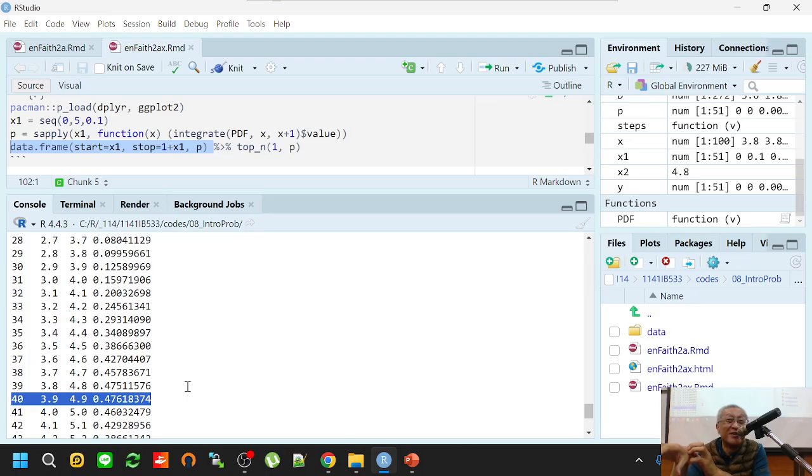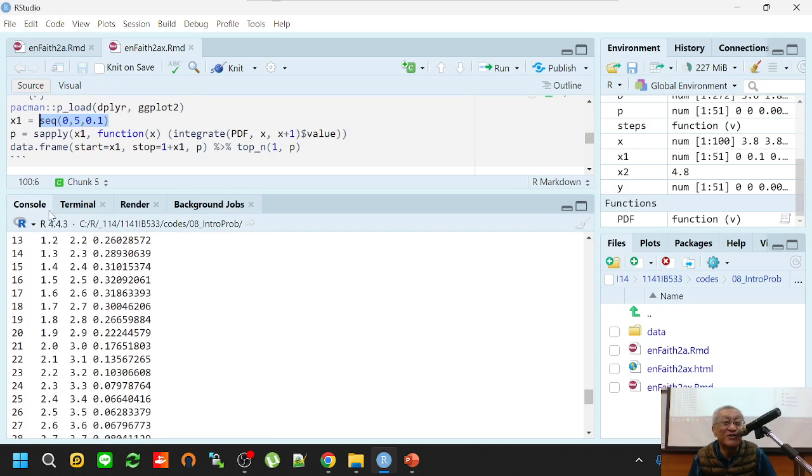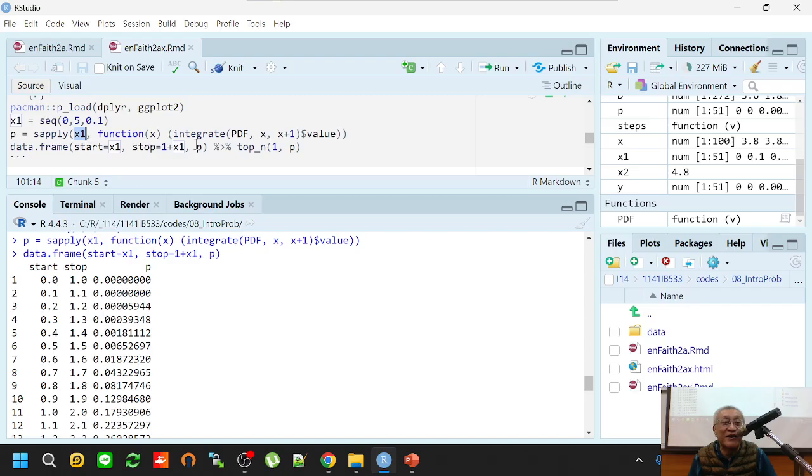So if you do not have that interactive tool, the way to do it is to first build a sequence for the starting time. Then you use sapply: for every starting time, you calculate the ending time, plus 1 minute, 60 seconds. And then use this expression to calculate the corresponding probability.